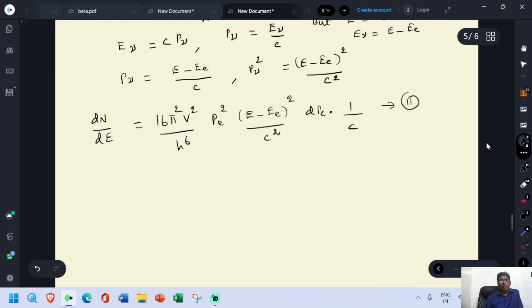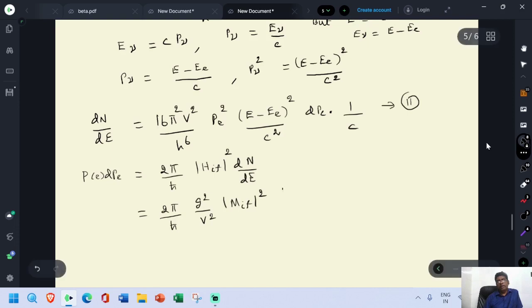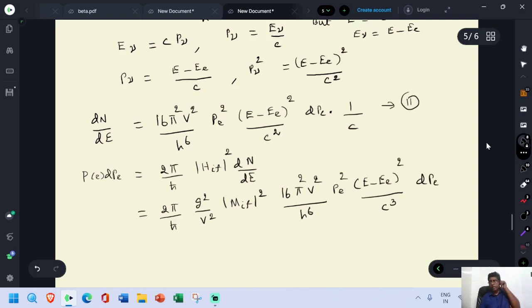Now, transition probability P of E dP_e is equal to 2π/h × H_IF² (dN/dE). Now substitute this: 2π/h × G²/V² M_IF², then this value 16π²V²/h^6 P_e² (E minus E_e) whole square divided by C³ (dP_e). Now we have to simplify this.